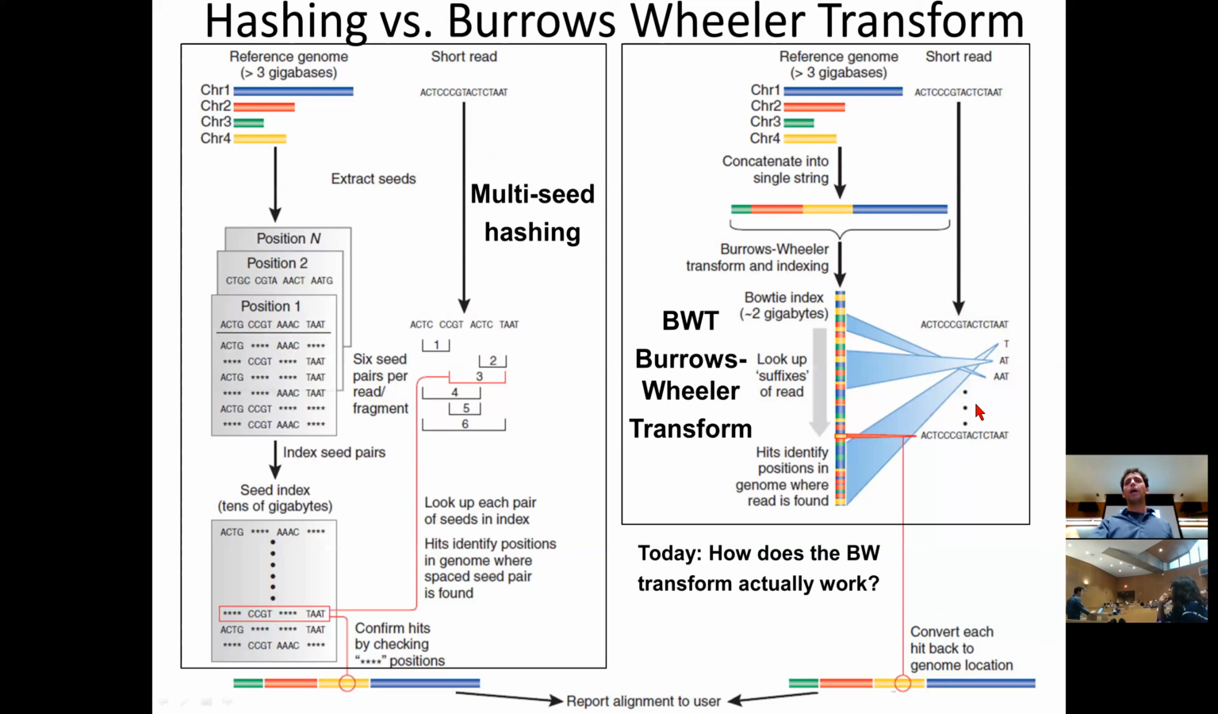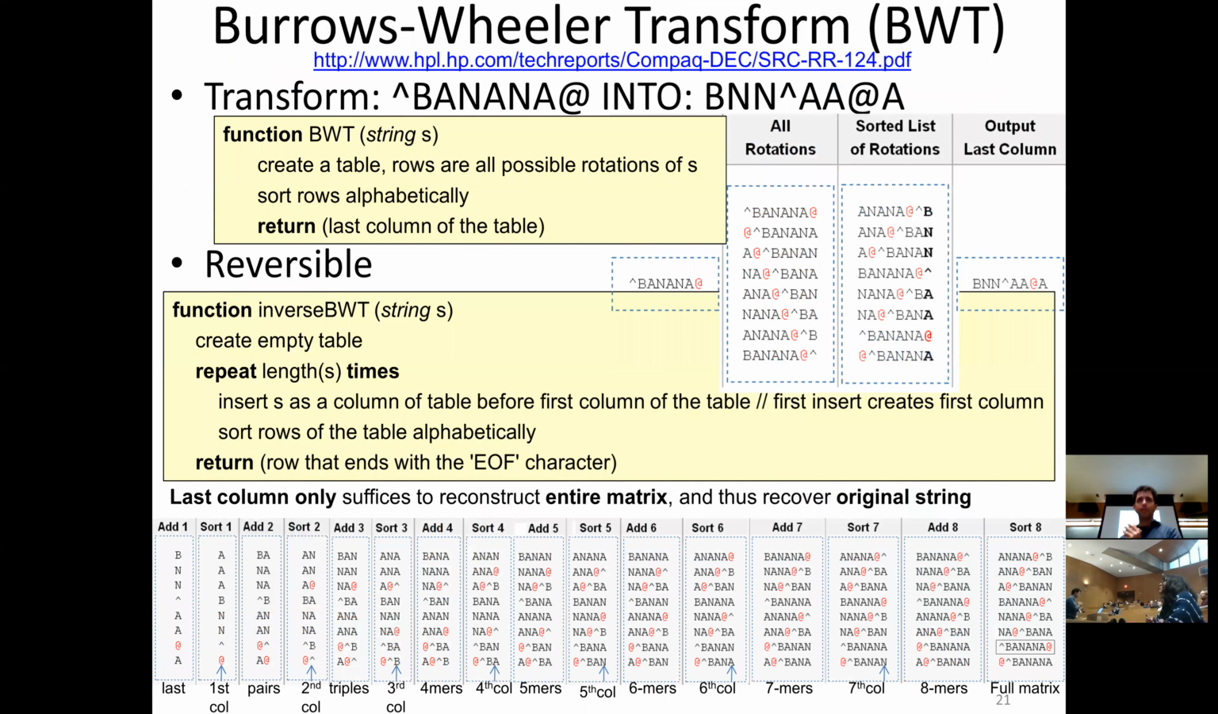So now let's see how we make such a data structure that has this very cool property. Here's BWT in one slide. It sounds a little crazy, but we're going to transform the word banana into bna. Don't take this out of context. The function BWT is going to create a table whose rows are all possible rotations of our original string. It's going to sort all of the rows alphabetically, and it's going to return the last column of the table.